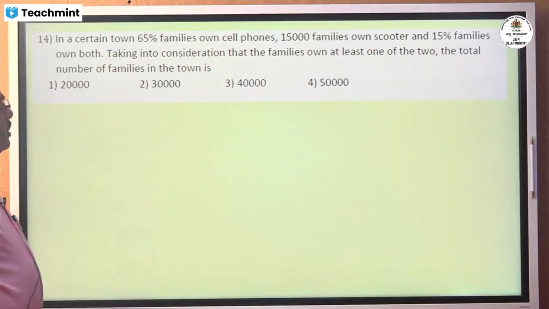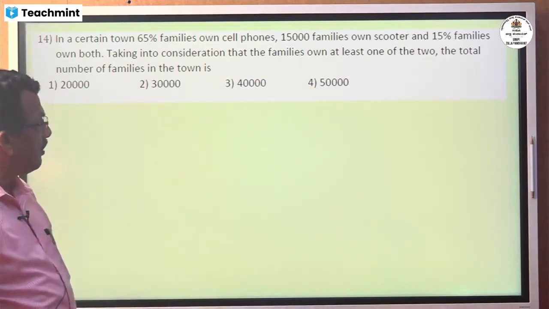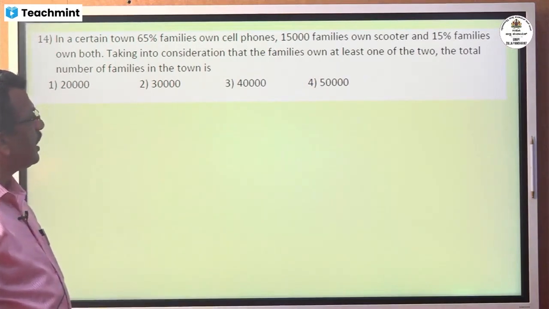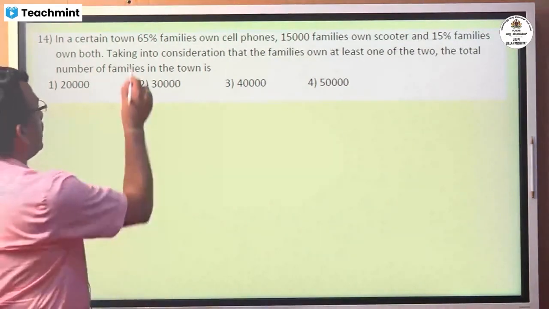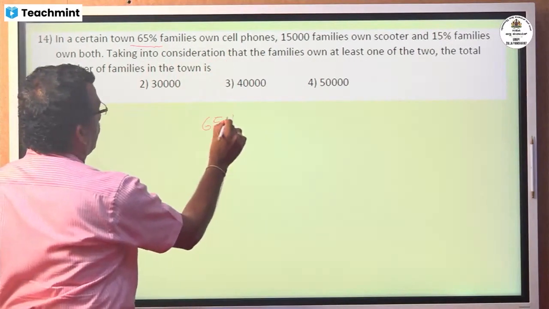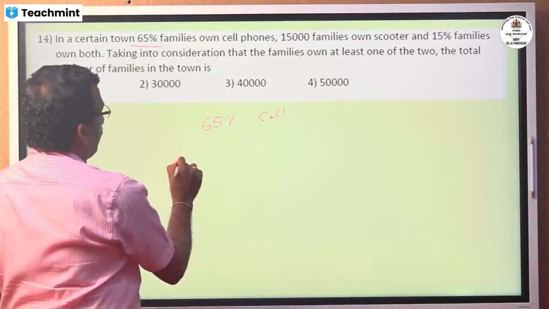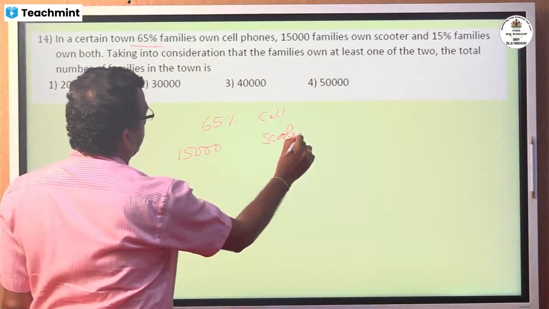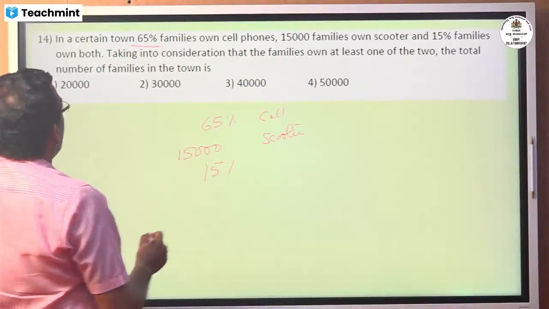In a certain town, 65% of families own cell phones, 15,000 families own scooters, and 15% of families own both. Taking into consideration that the families own at least one of the two, the total number of families in the town is? Let's see. 65% own cell phones, and 15,000 own scooters. 15% of the families own both.